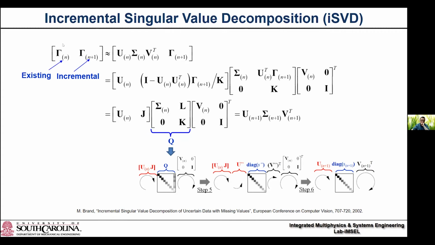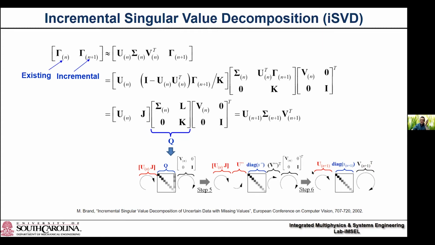Q is much smaller compared to this entire matrix here. We just need to perform a small, very cost-efficient singular value decomposition on Q. After you do that, you will have a U double prime, and then the sigma matrix, and also V double prime. And the orthogonal matrix multiplied by another orthogonal matrix gives you, again, an orthogonal matrix.